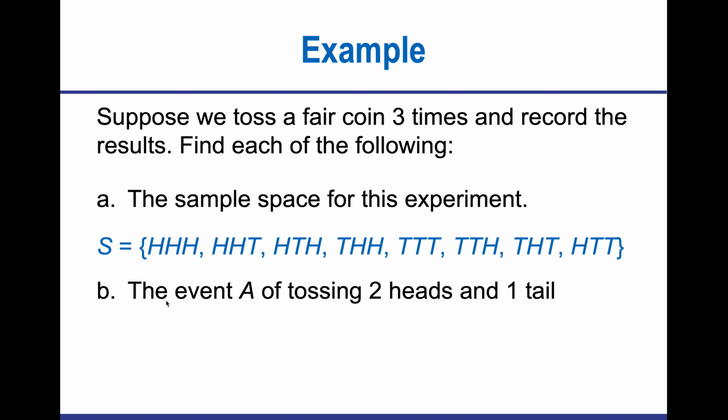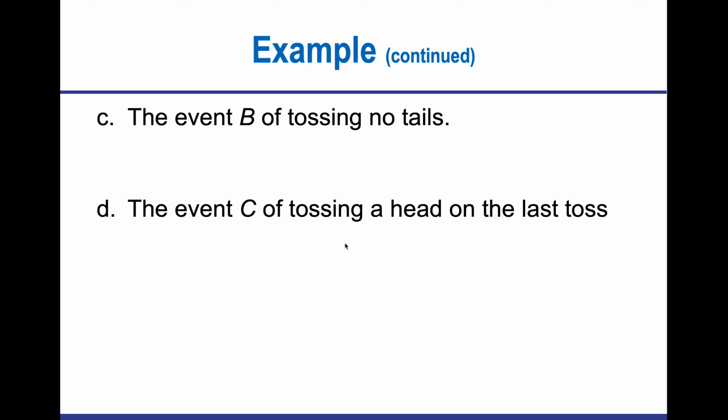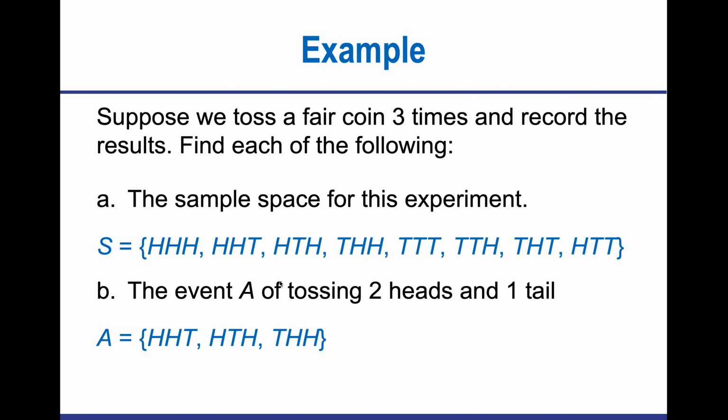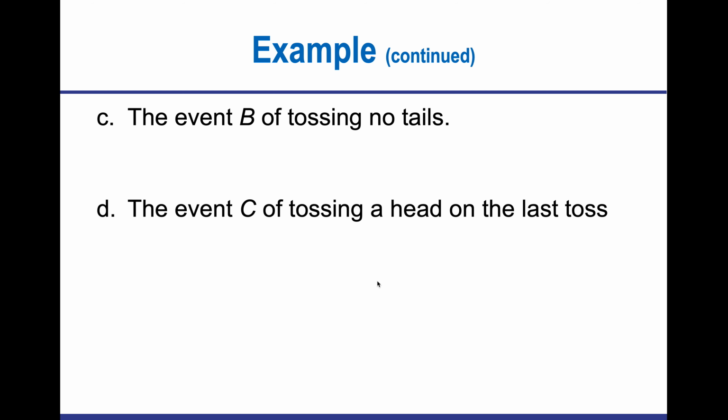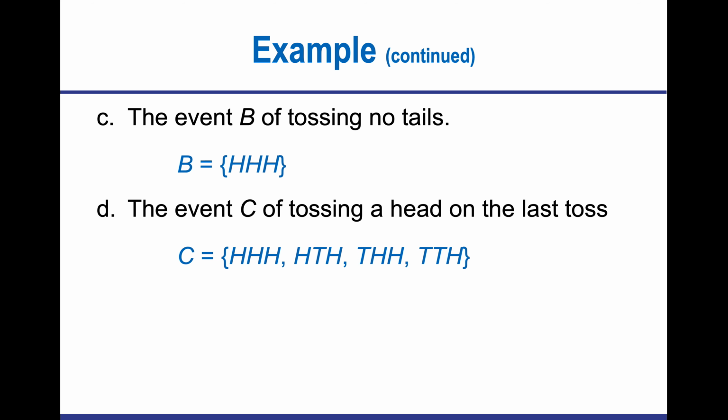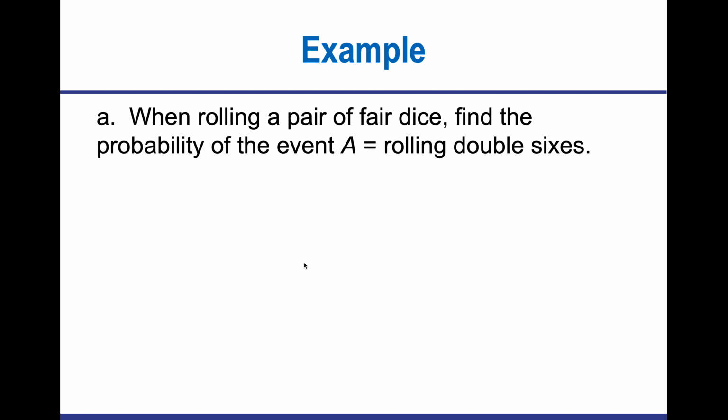So if I want to know the probability of tossing 2 heads and 1 tail, that would be all of the ones that have 2 heads and 1 tail. So that would be 1, 2, 3. So I would have 3 different ways for that to occur out of the total of 8. So if I was looking for the actual probability, it would be 3 out of 8. If I wanted to know what about having no tails, that only occurs if I get all 3 heads. And then if I wanted heads on the last toss, that would be all of these would fit that criteria.